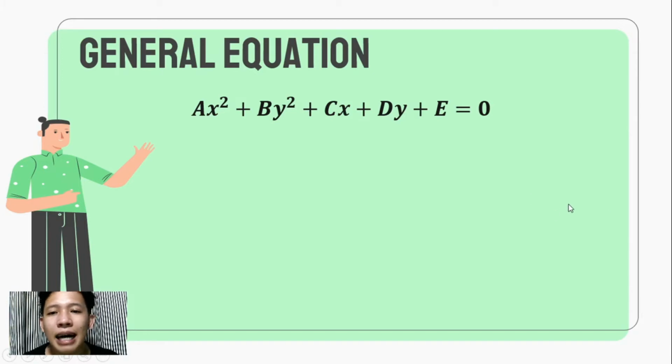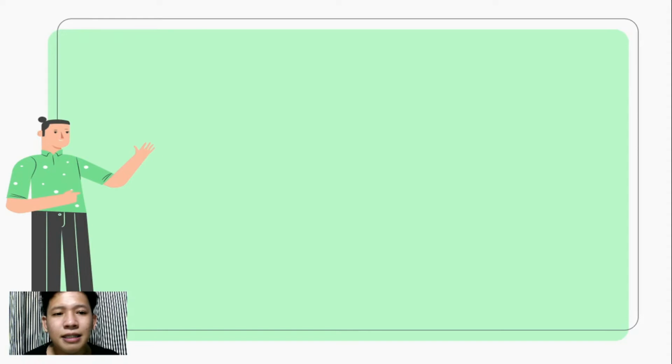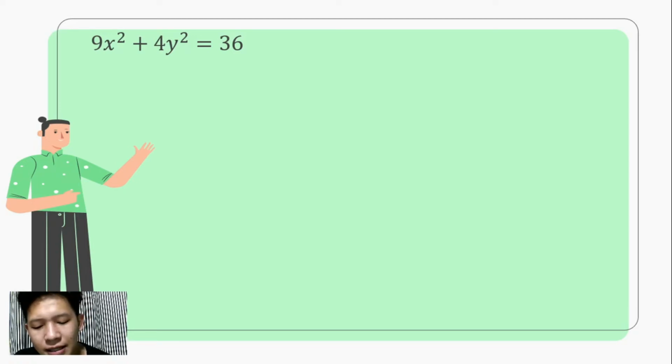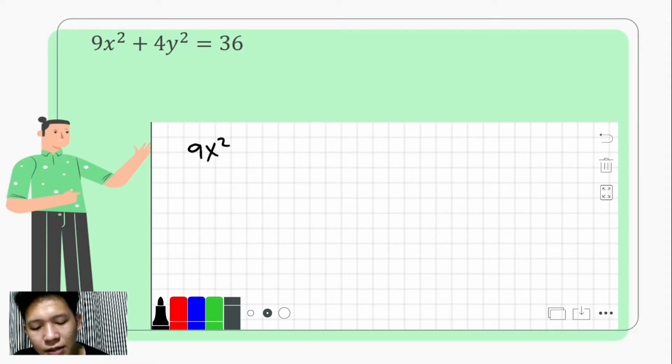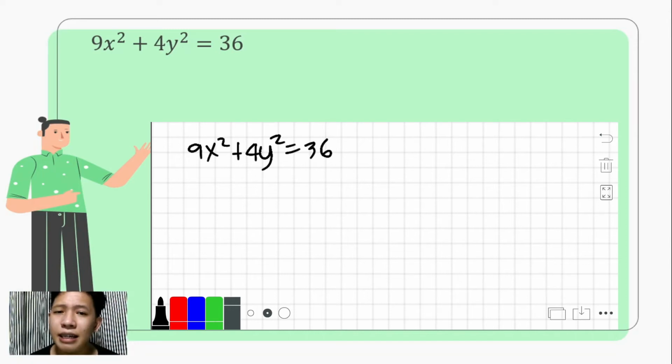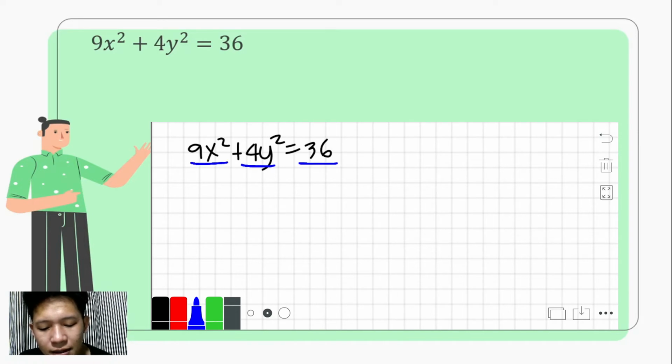So, let us now apply the general equation of the ellipse. Suppose we have here 9x squared plus 4y squared equals 36. So, it's very simple. We have down there 9x squared plus 4y squared equals 36. So, what we're going to do is we are already given the general form of the equation of the ellipse. And for us to get the salient features of the ellipse, what we're going to do is to transform it into its standard form. Where what we will do is to make this 1. And for us to make that 1, we are to divide both sides by 36.